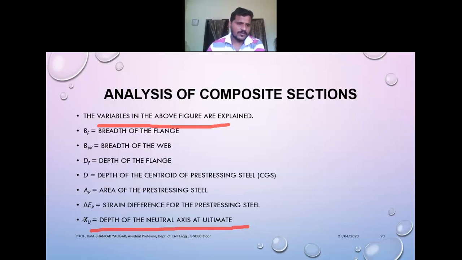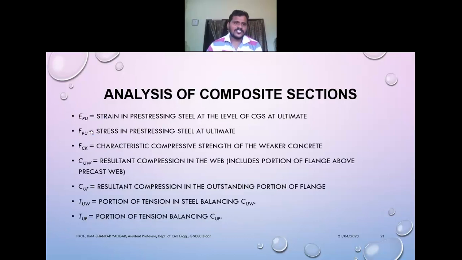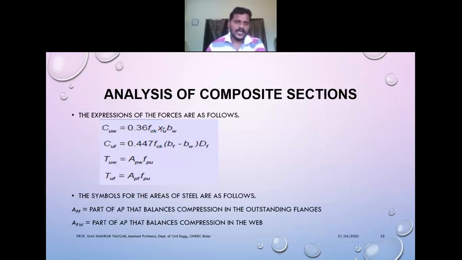Epsilon pu, fpu, the ultimate stress of the prestressing steel, fck, the characteristic strength of the weaker concrete, and Cuw is the resultant of compression in the web. Cuf is the resultant compression in the outstanding portion of the flange, Tuw, Tuf, all these things we have seen in module 3. Similarly, how we have written the formulas in module number 3 for analysis for ultimate strength, you will get the same formulas here.